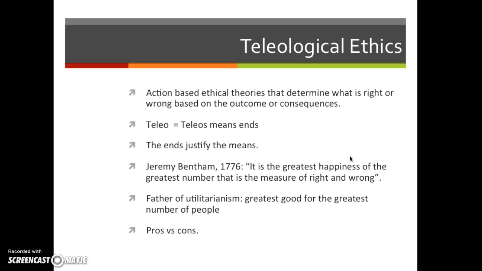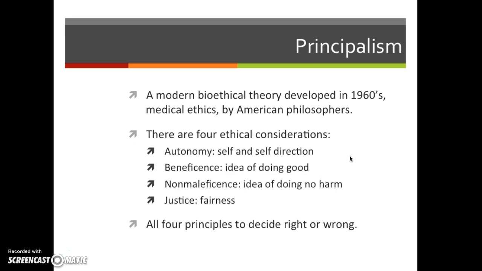He was the father of what's called utilitarianism, which is that idea of the greatest good for the greatest number of people. So in this particular type of ethics, you would look at the pros versus the cons. You would make a list of pros, you would make a list of cons, and then you would make your decision based off of where would the most people benefit? What would they most benefit from? So teleological ethics really is all about looking outward, whereas deontological is kind of looking inward, looking at self versus looking at the whole globe.